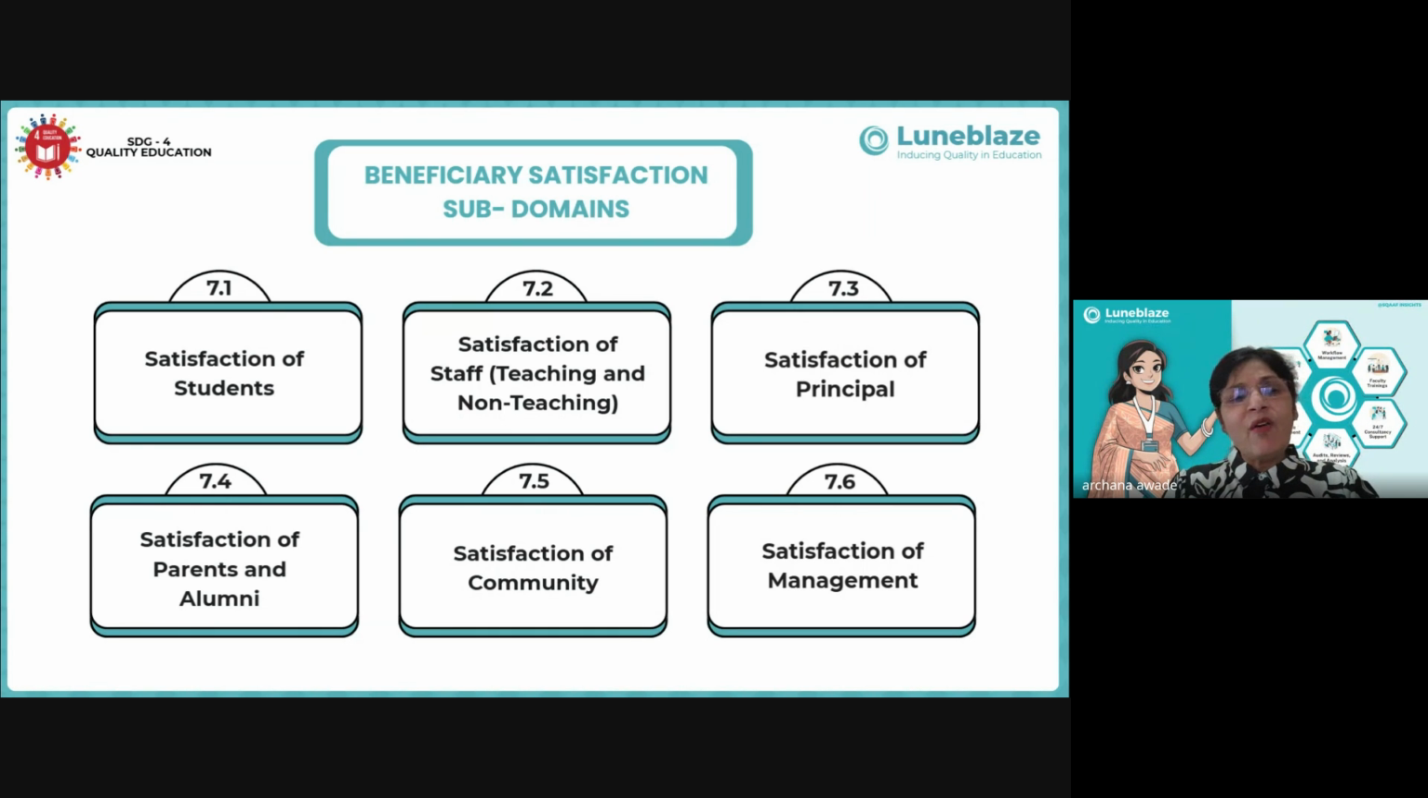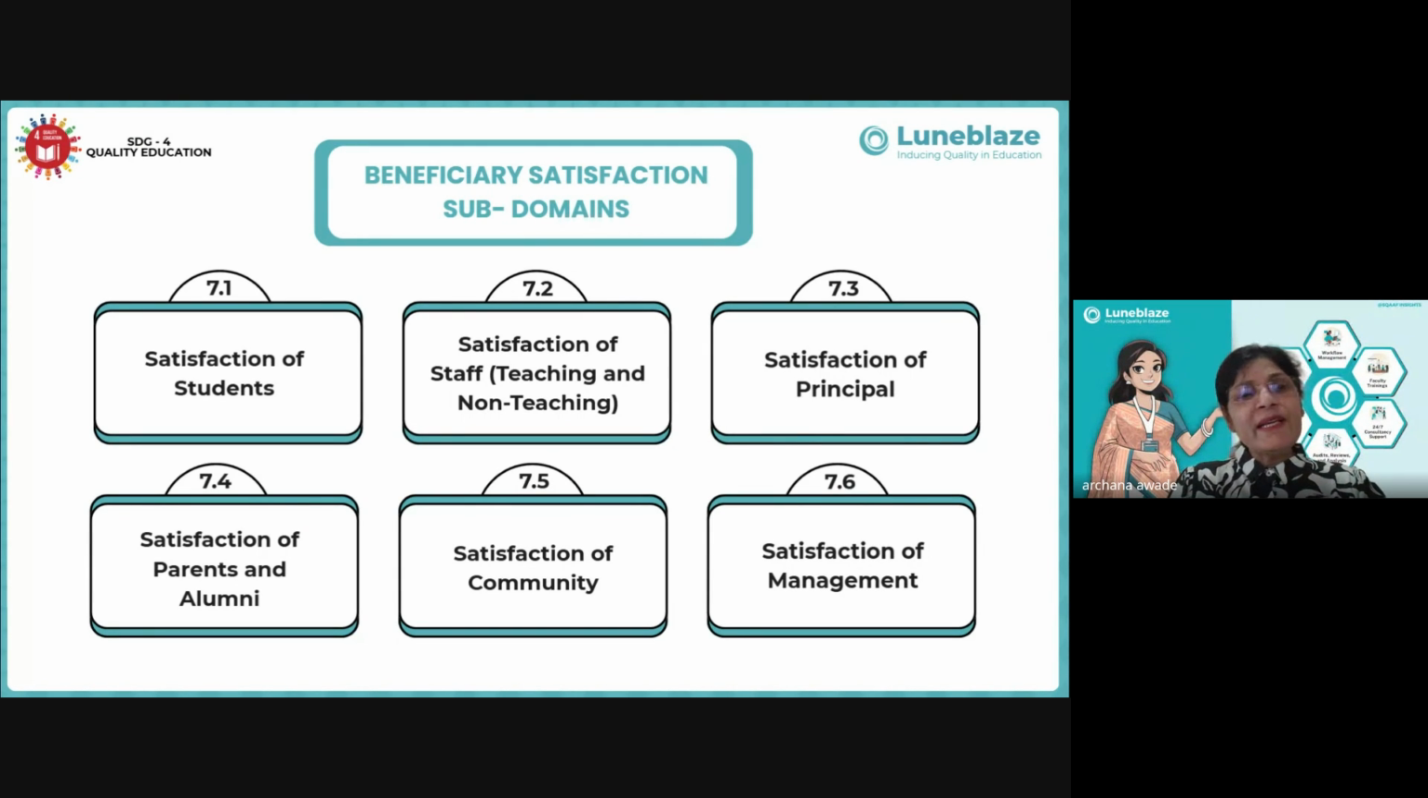Next subdomain of this beneficiary satisfaction is satisfaction of staff, both teaching and non-teaching. A satisfied staff is more motivated, engaged, and productive. And this includes appreciation, professional growth, and supportive work culture. Teachers who receive regular feedback, recognition, and opportunities for training will report higher satisfaction. Similarly, non-teaching staff also value respect and inclusion in school culture.